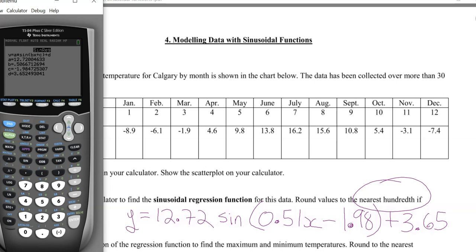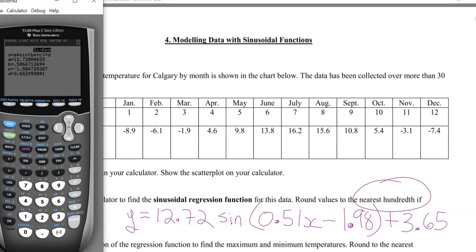So later on, if you ever see error invalid dimension or error invalid dim, it means that your stat plot is still on, but you've cleared out your list. So it's got nothing to graph, right? Because you're basically saying, I want you to plot these points. And if you don't have any points in your list, it can't plot anything and it'll give you that error.